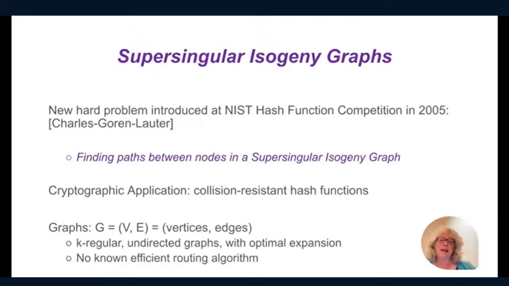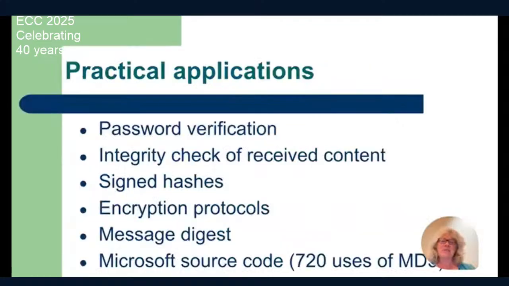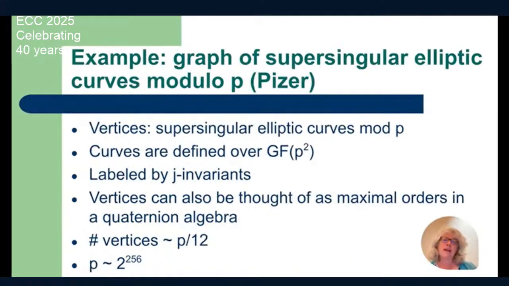So as you walk around the graph, you should quickly get to a uniformly random place on the graph. And we also wanted, obviously, to have no known routing algorithms for finding paths, which was the underlying hard problem. So it was fun to find this set of slides that I actually gave at the ECC 2006 conference, introducing these graphs and this application of elliptic curves.